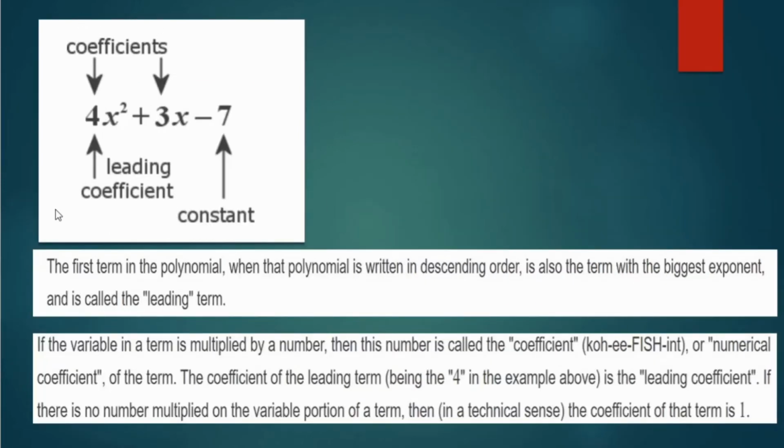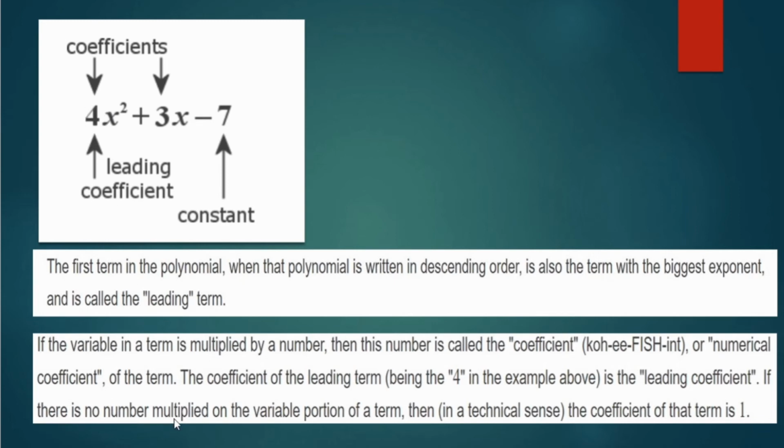In here, we have the first term in the polynomial. When the polynomial is written in descending order, the first term is also the term with the biggest exponent, and that is what you call the leading term. In here, the leading term is 4x squared. If the variable in a term is multiplied by a number, then this number is what you call the coefficient, or the numerical coefficient of the term. The coefficient of the leading term, 4x squared, is 4. Therefore, 4 is our leading coefficient.